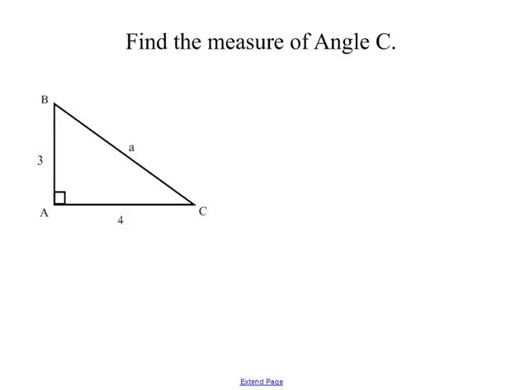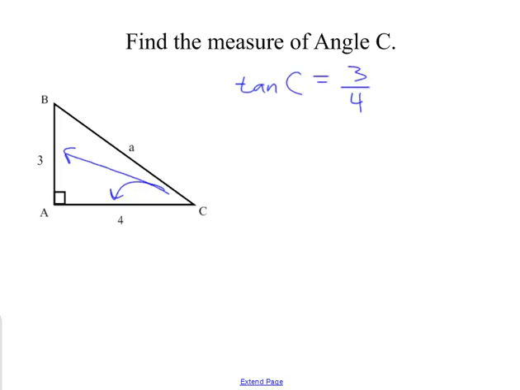Here's an example in which we want to find the measure of angle C. To start this problem, we're going to set up our trig equation. Of course, since we're looking to find angle C, we're going to start from angle C. Starting from angle C, we know the opposite side and we know the adjacent side. So opposite over adjacent is tangent. So we'll start with the tangent of angle C equals 3/4.